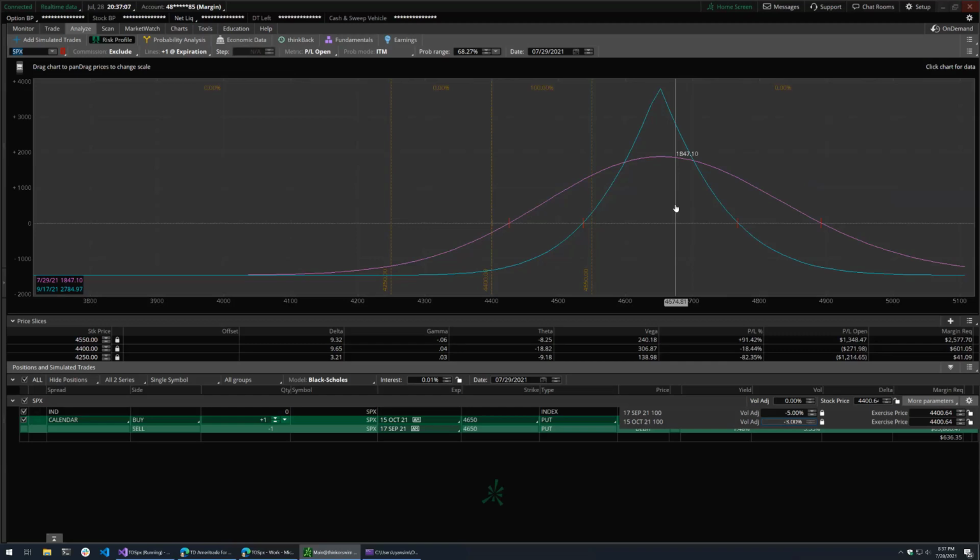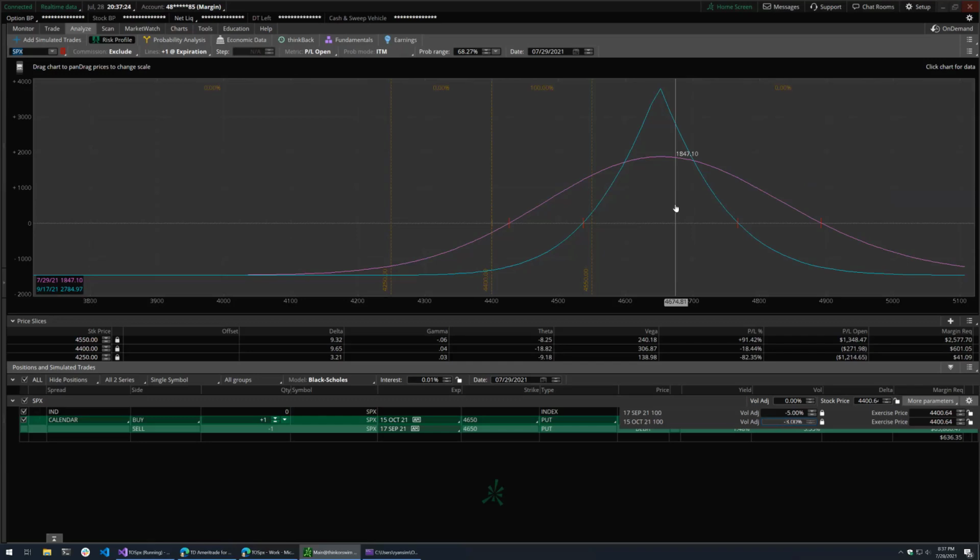Got a question online. Do you wait it out to have the front month vol drop as SPX stabilizes, hoping to profit more even if SPX goes up slightly? So I actually don't trade calendars if I think the market is going to go down.